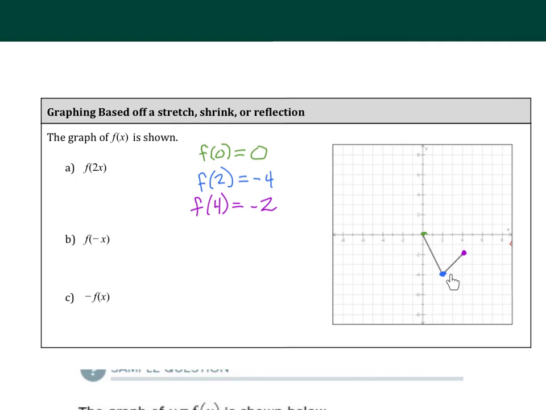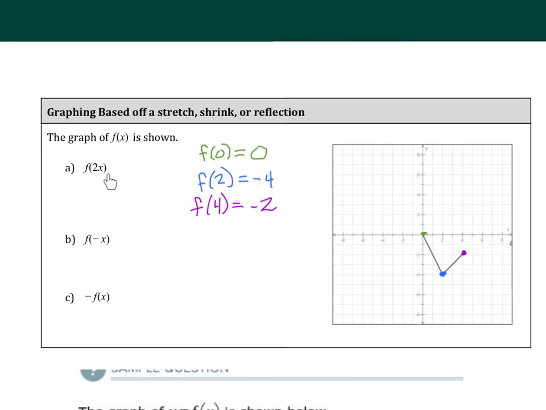What you may not be as aware of is how we translate this into function stuff. So with 0, 0 being a point, that means f of 0 equals 0. With 2, negative 4 being a point, that means f of 2 is negative 4. Like if x is 2, y is negative 4. For the point 4, negative 2, that means if x is 4, y is negative 2. So f of 4 is negative 2. That's just how the function itself is relating and how to write that in function notation.